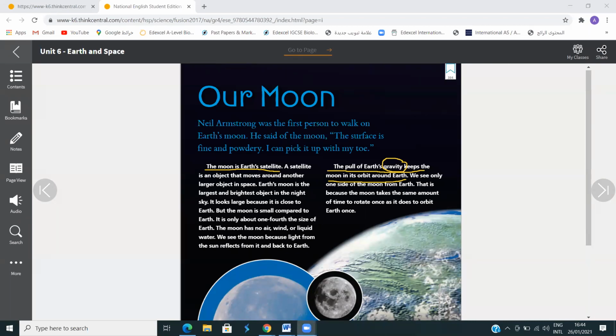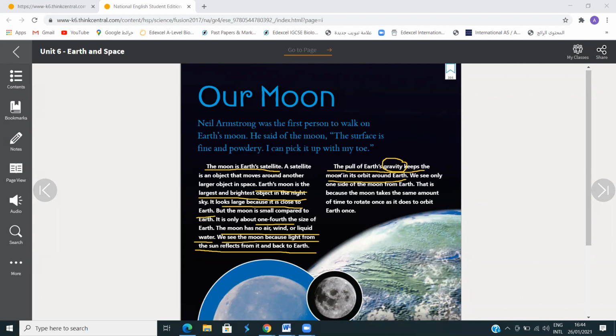The moon is the largest and brightest object in the night sky. Why? It looks large because it's close to Earth. The moon is small compared to Earth, a size of one quarter of the Earth. Does the moon have air? No. Wind or liquid? No. Why do we see the moon? Underline with me: because the moon reflects the light from the sun.